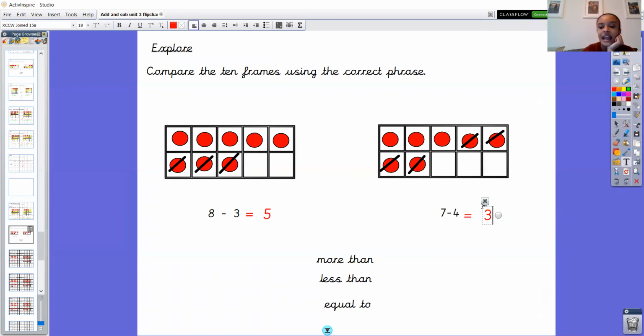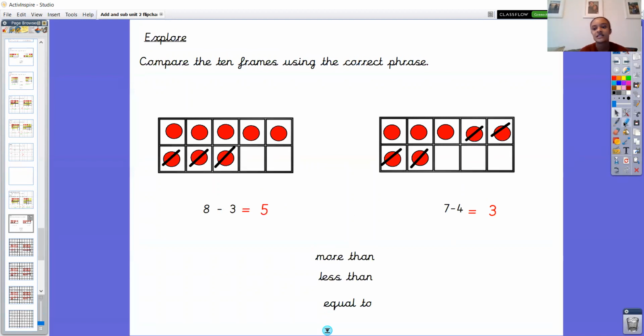Now I'm going to use the language more than, less than, or equal to compare those two number sentences. We're thinking about 8 take away 3. We're thinking about 7 take away 4. What goes in the middle? We're going to look at the biggest number. This one's here. So 5 is more than 3. We're going to put the more than in the middle. And then we can say that 8 take away 3 is more than 7 take away 4. Are you ready to say that with me? 8 take away 3 is more than 7 take away 4.